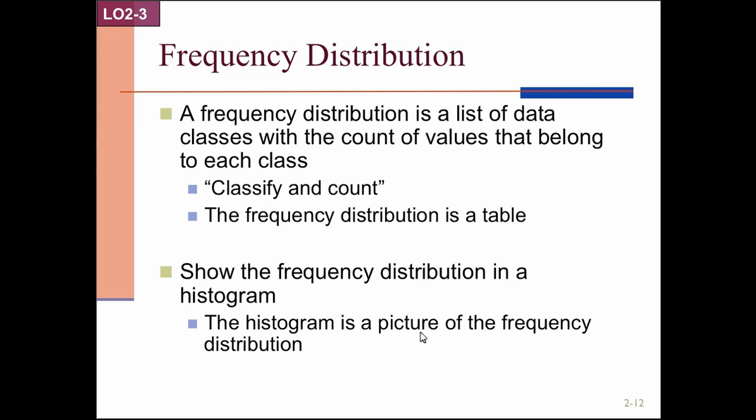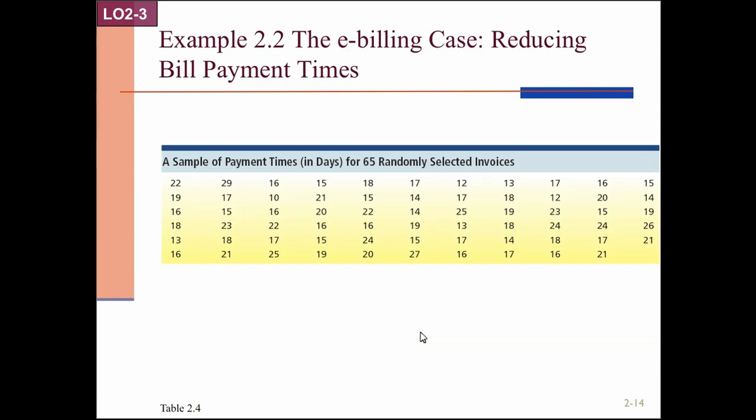You try to divide your data into classes, and then you say how many of those items fall in one class, how many in the second and third. To be more precise, let us take an example. You have this example in your book about the e-billing case, and you have about 65 randomly selected invoices, and those represent the days that it took for them to be paid off. So these are 65 different invoices randomly selected from more than 2,000 invoices available for the company.